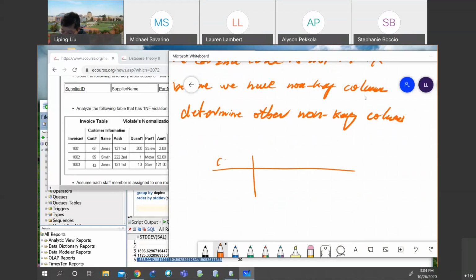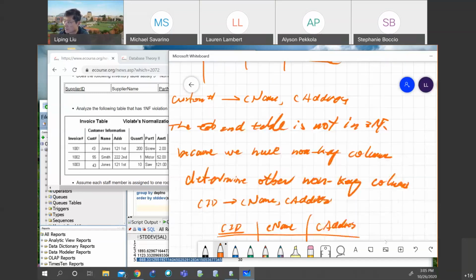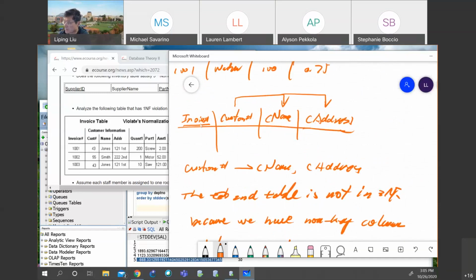Okay, so to fix this, we are going to use the functional dependency to make a new table with a customer ID as a key and a customer name and a customer address as non-key columns. Okay, so that is using that functional dependency, CID determines customer name and customer address, to make this table. And then don't forget everything else from the original table. So which one will be everything else? So let's look at the second table. So everything else will be just invoice, nothing else, right? So invoice.